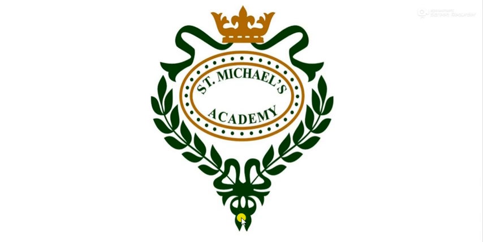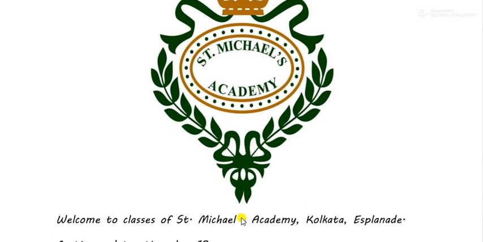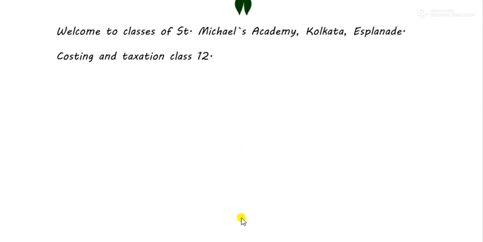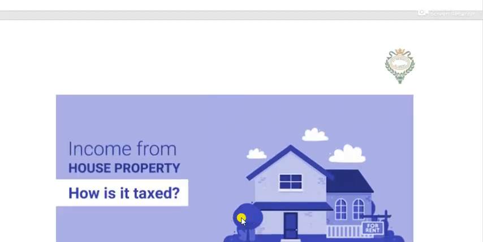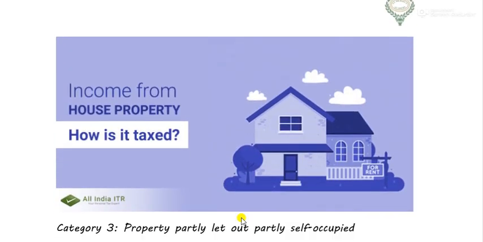We were studying income from house property under taxation, and we had already finished learning two categories of income from house property: property let out throughout the year, and the second category, property partly let out and partly vacant. Now, the third category is that the property is partly let out and partly self-occupied.